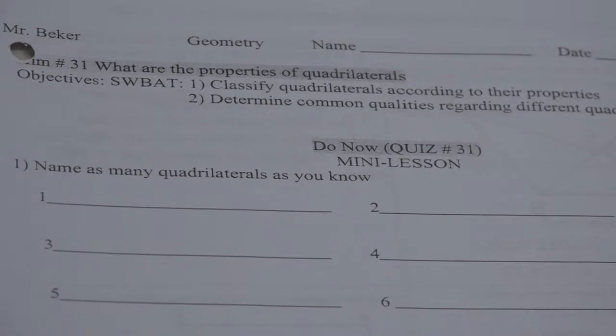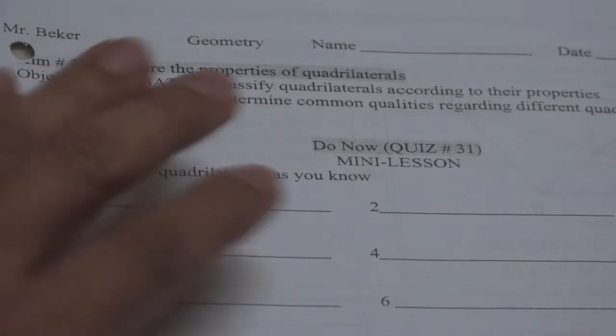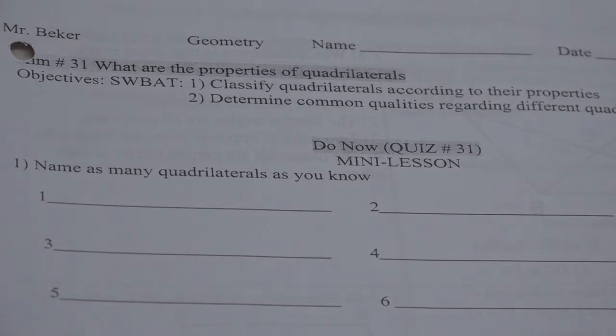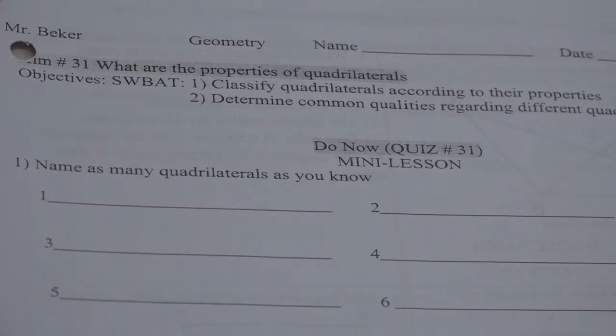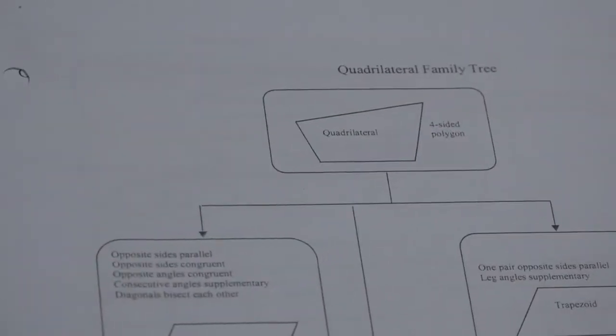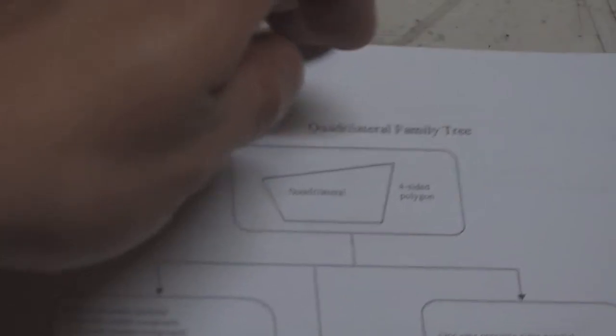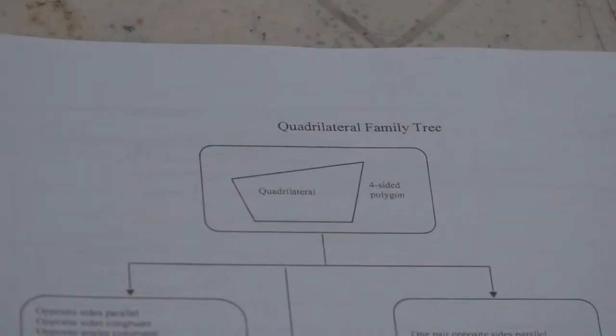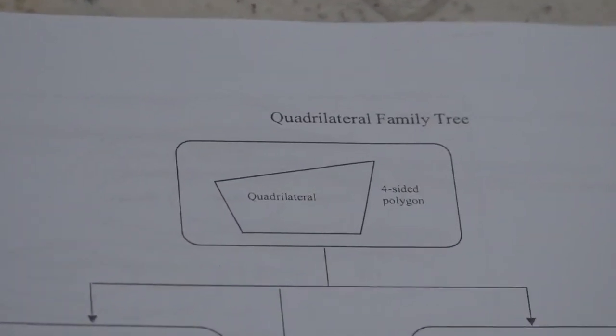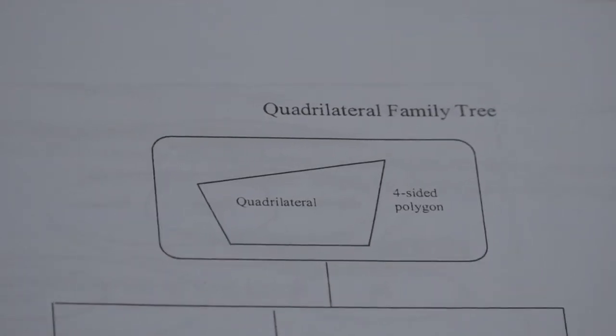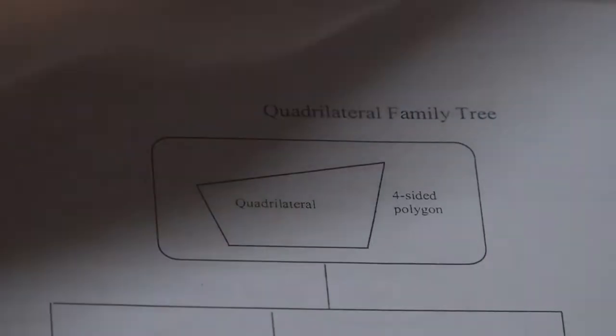All right, so welcome to your lesson on what are the properties of quadrilaterals. So what we're gonna do is go back one page, okay? And we are going to take a look at some of the properties of the quadrilateral family tree. So let's start with the first one. The first one is named the quadrilateral, and we're gonna look at the properties.